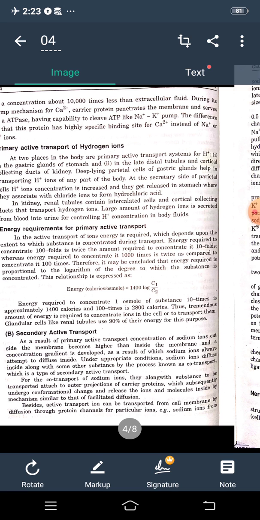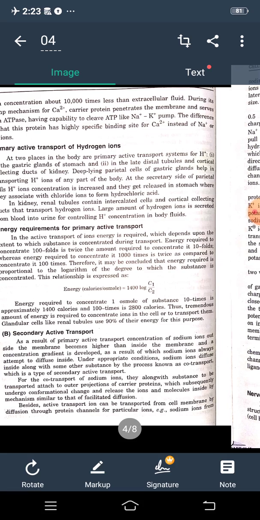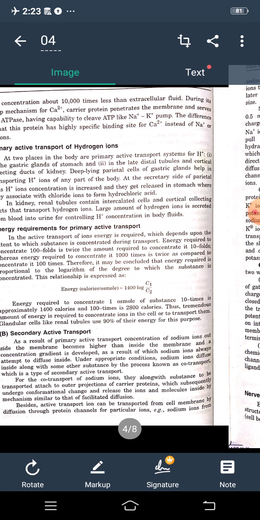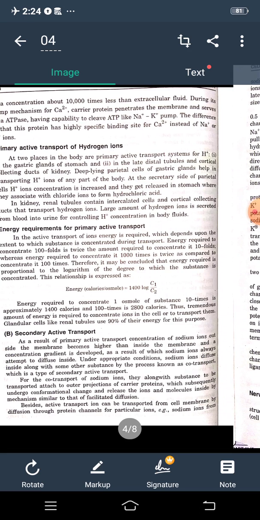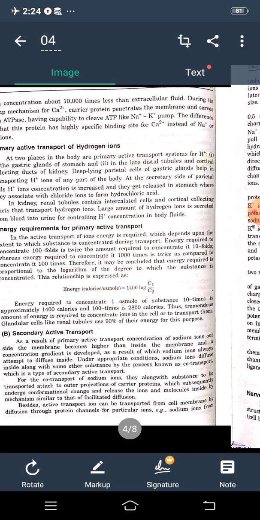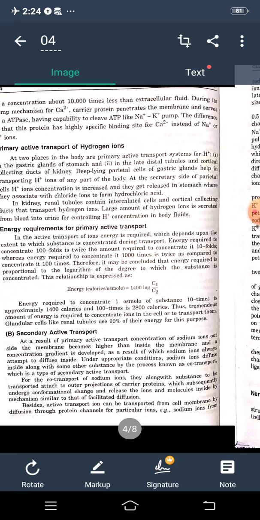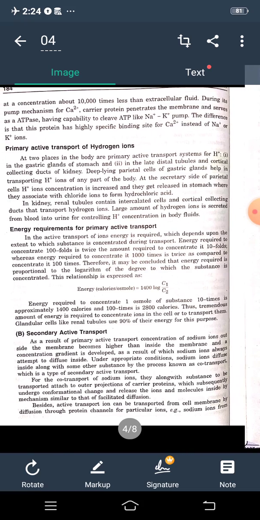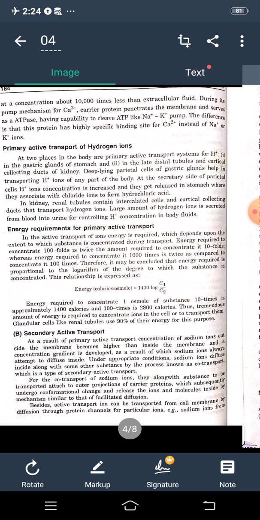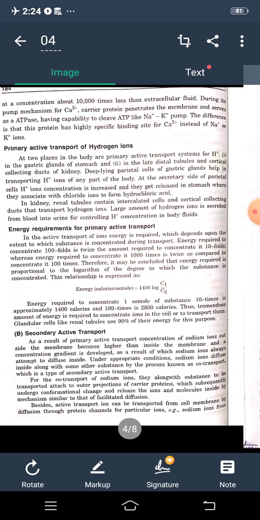Energy in calories per osmole = 1400 log C1/C2. Energy required to concentrate 1 osmole of substance 10 times is approximately 1400 calories, and 100 times is 2800 calories. Thus, a tremendous amount of energy is required to concentrate ions in cells during their transport. Glandular cells like renal tubules use 90% of their energy for this purpose.